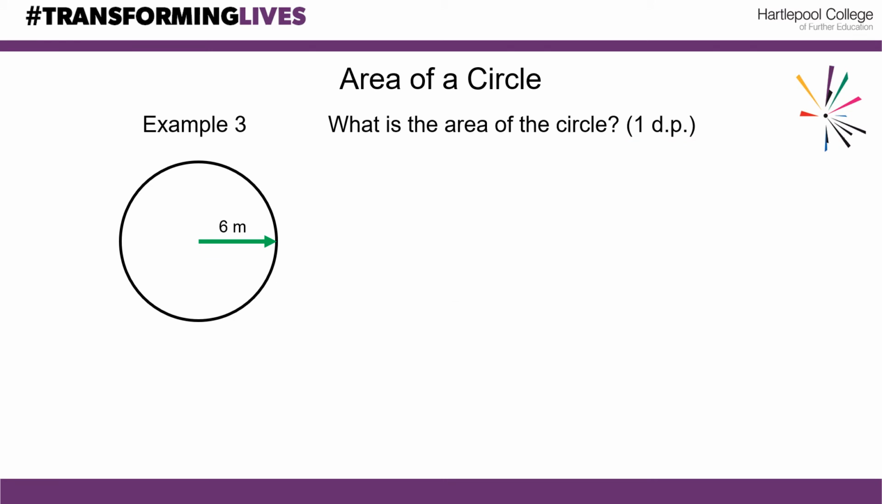Okay, so example 3. Remember, area equals pi times radius squared. I'm going to do this without a calculator. So we've got pi times 6 squared. Now I know 6 squared is 36, so that's pi times 36, which is the same as saying 36 pi. And my unit was meters, so that's meter squared. So I could happily leave my answer like that, and that would be correct. However, the question says it wants our answer to 1 decimal place. So let's use a calculator.